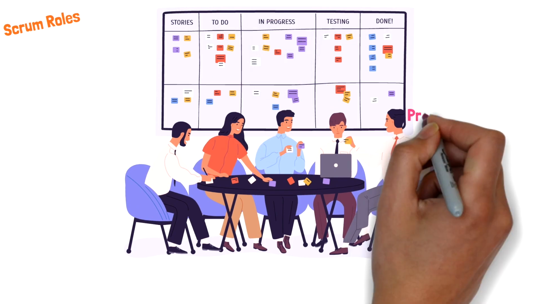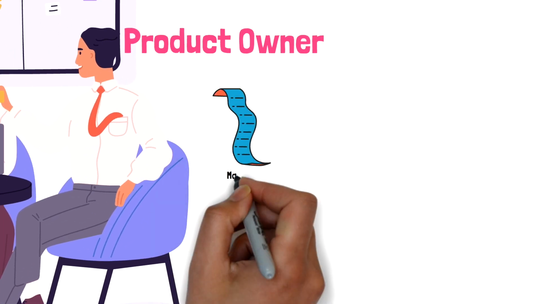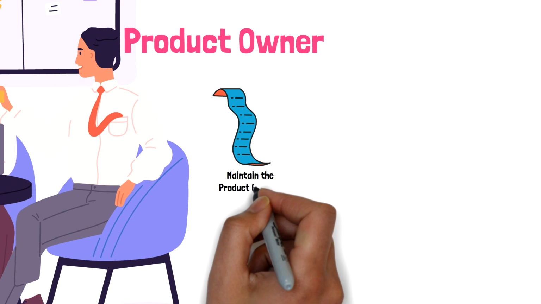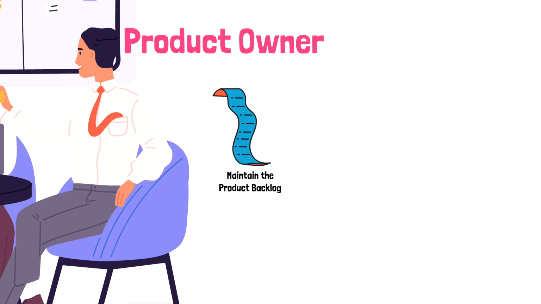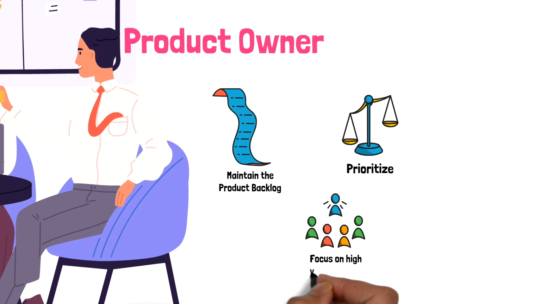Scrum has 3 key roles. Product owner. The product owner is responsible for the product backlog, which is a prioritized list of features and requirements for the product. The product owner works with stakeholders to gather and prioritize requirements, and they work with the development team to ensure that the most important features are delivered first.